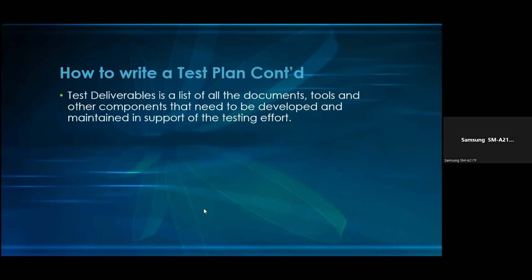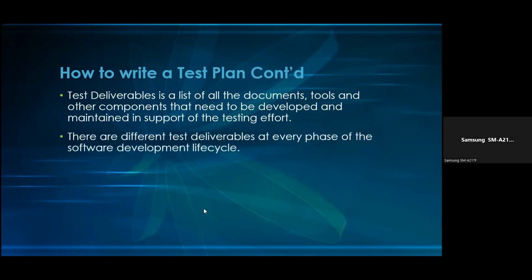So test deliverables is a list of all the documents, tools, and other components that need to be developed and maintained in support of the testing efforts. There are different test deliverables at every phase of the software development lifecycle. So the deliverables, your test plan, the tools that you're going to use, whatever you're going to do, all those things need to be detailed in the test plan.